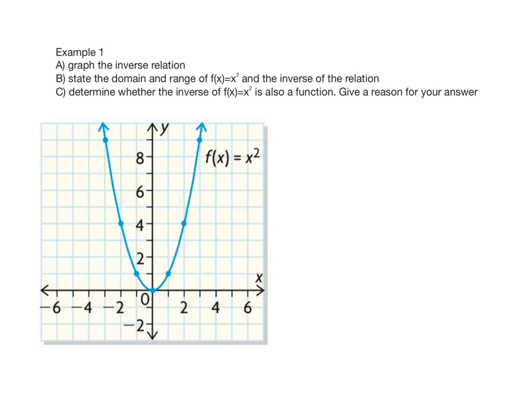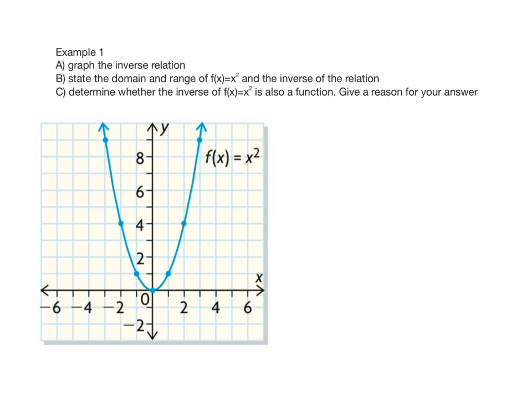So we start out with the example showing us a graph of f(x) = x squared. Now, we know that we're dealing with a parabola here, and we need to construct a graph of the inverse. Now, the textbook has you just create a graph using the inversion of points.